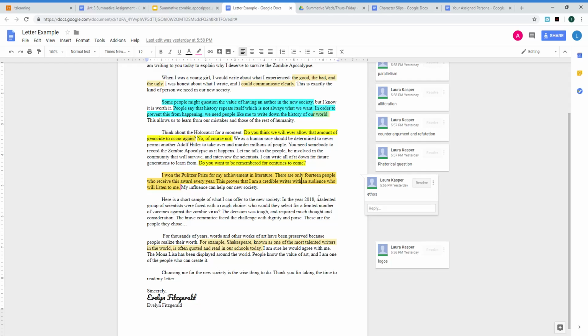Okay, so for thousands of years, words and works of art have been preserved because people realize their worth. For example, Shakespeare, known as one of the most talented writers in the world, is often quoted and read in our schools today. I'm sure he would agree with me. The Mona Lisa has been displayed around the world. People know the value of art, and I'm one of the people who can create it.